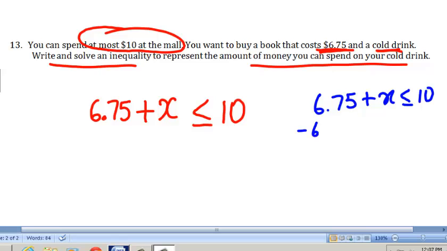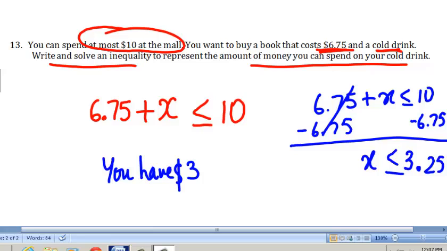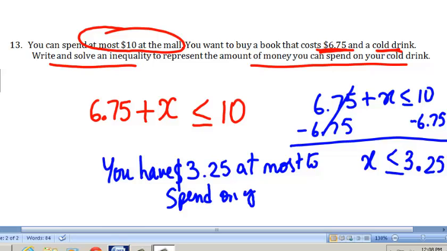Less than or equal to 10. Undo the $6.75 on both sides of the inequality. That's done. I have x remaining on the left side. x is less than or equal to, if you take $6.75 away from $10, how much do you have? So you have 25 cents there, and then you have $3. So we have $3.25. So you have $3.25 at most to spend on your drink.